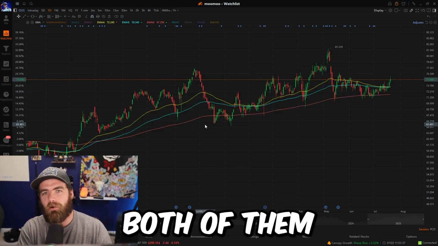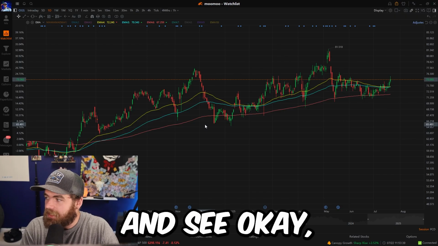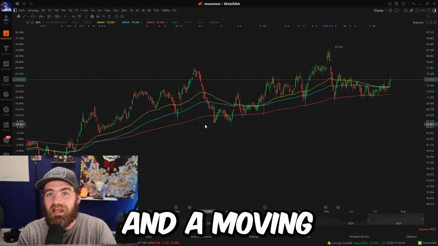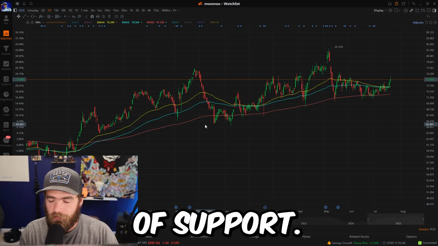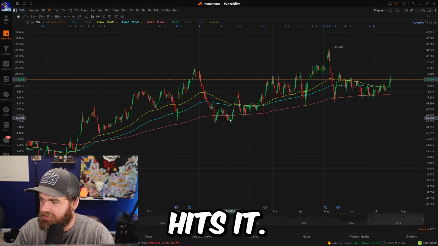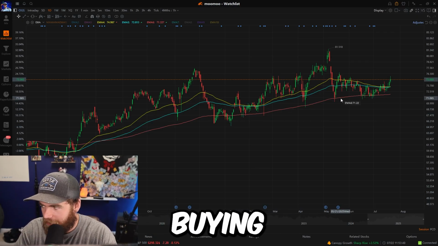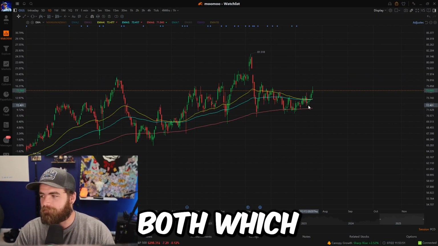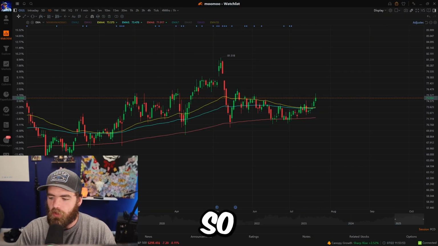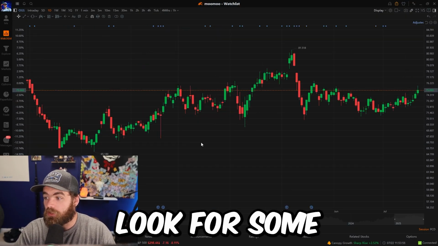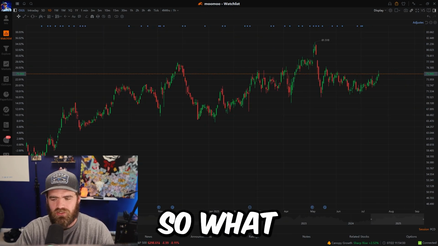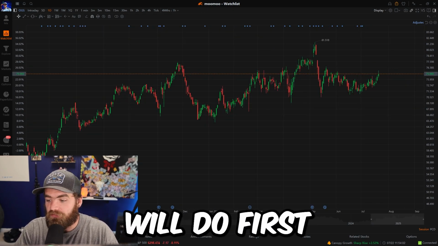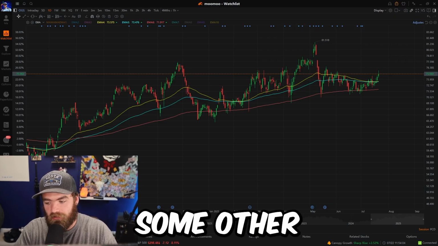So it's good to look at both of them to see, okay, we have a trend line and a moving average line, which could act as more confirmation of support. So you guys can see it hits it, buying pressure, buying pressure, buying pressure. So it does have both, which is really, really good. So another thing that you want to do is look for some sort of breakout or some sort of other indicators. So what I actually will do first is pull up some other indicators.